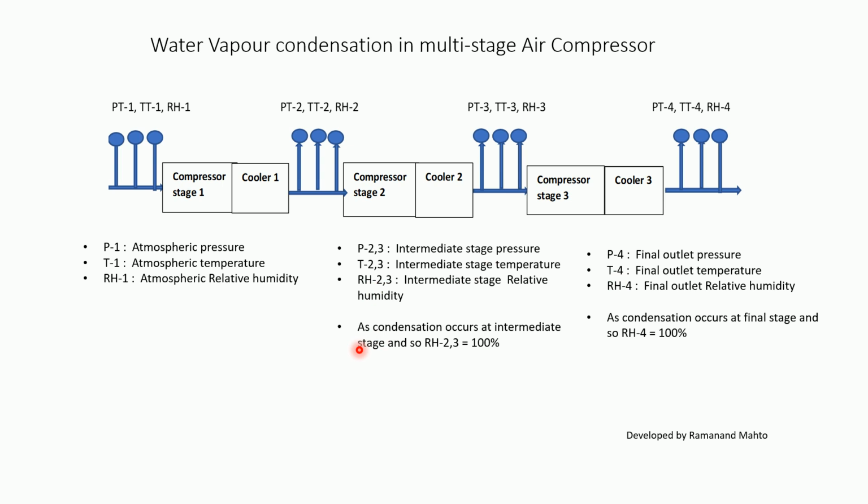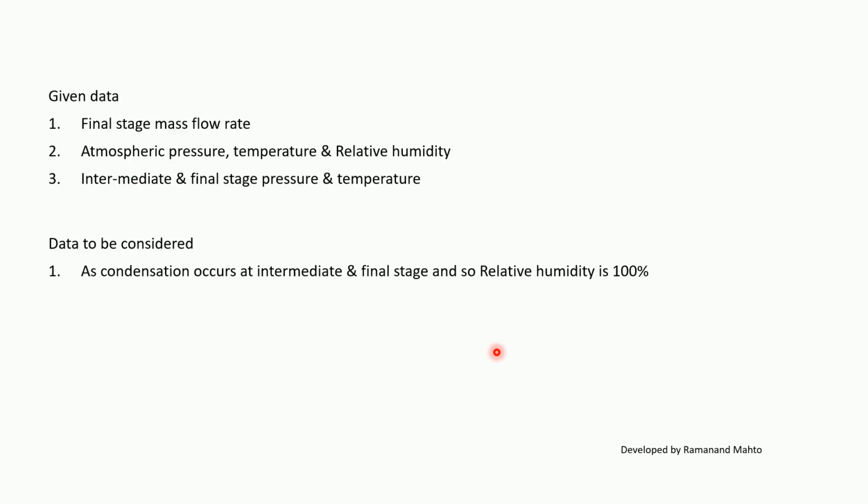As condensation occurs at intermediate stage, so RH2 and RH3 will be 100%, and also as condensation occurs at final stage, so RH4 will be also 100%. This is a very important point that needs to be taken care of while calculating the mass flow rate in each stage as well as condensate recovery. What data are given in normal condition, what data needs to be considered, and how we can calculate the mass flow rate in stages and condensate recovery.